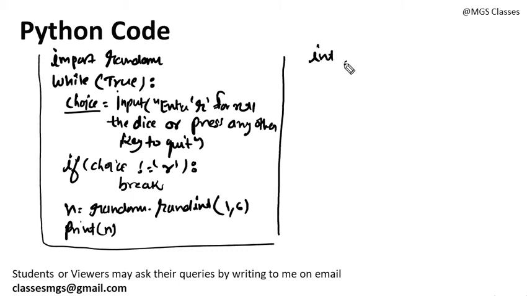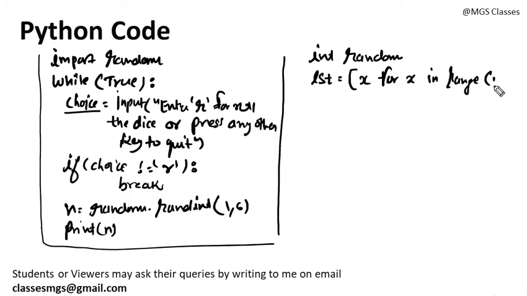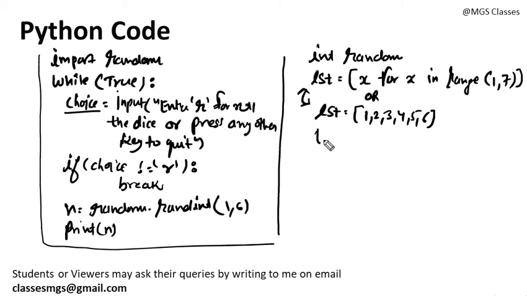You can import the random module again and write the lst, which you can create in two ways. You can either use a list comprehension, for x in range(1,7), or you can use this line directly: lst equals 1, 2, 3, 4, 5, 6. These two lines are equivalent, meaning the output will be equivalent, and then you will apply the while loop again.